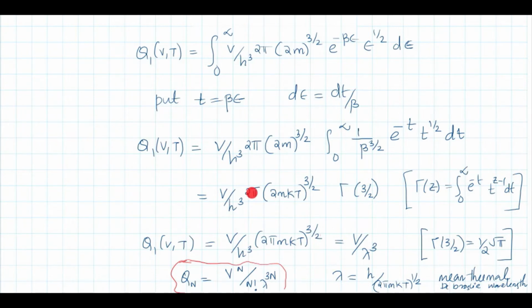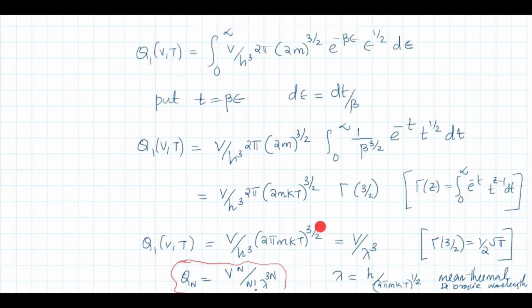Then there will be this π, and this root π makes it π raised to 3 by 2. That goes inside the bracket. Then there is a 1 by 2 that will cancel with this 2. So the final answer is V by h³ (2π m kT) raised to 3 by 2.